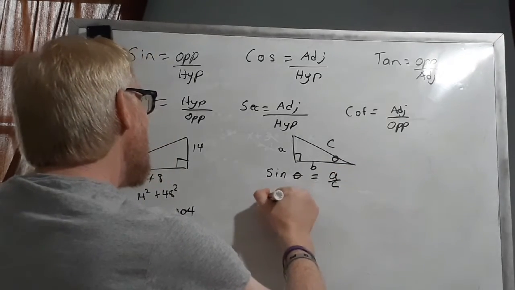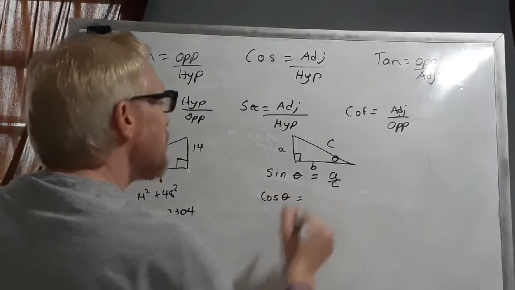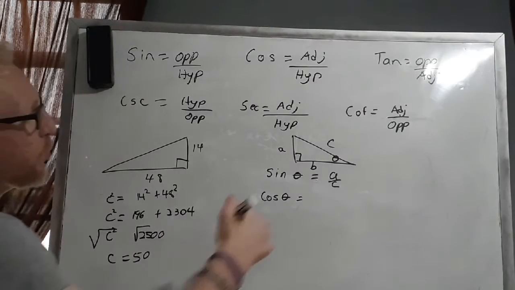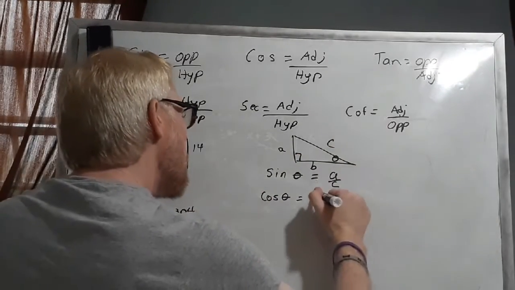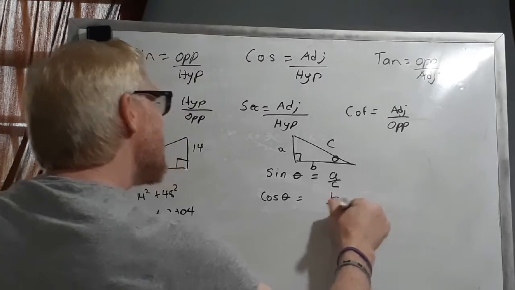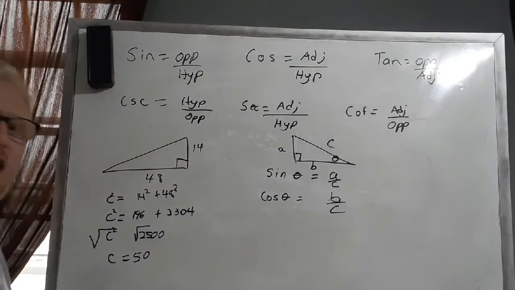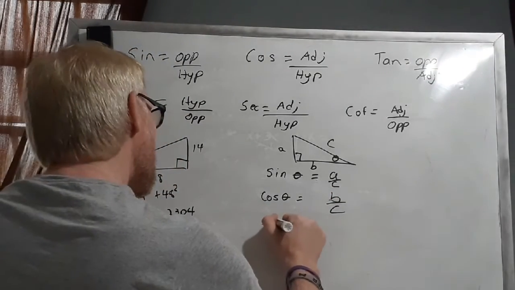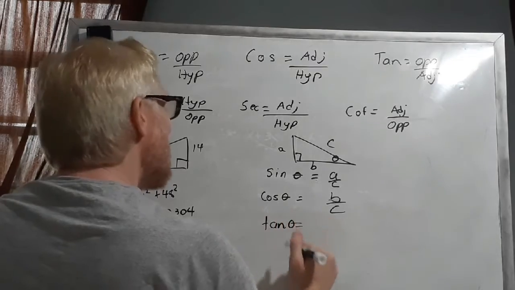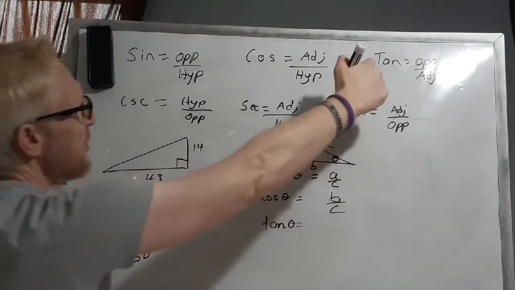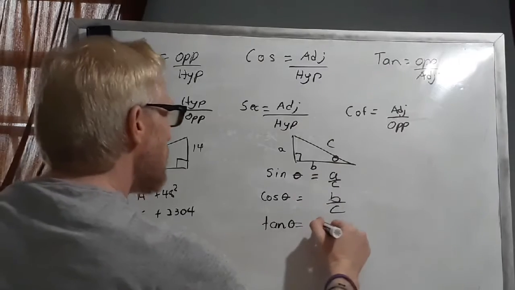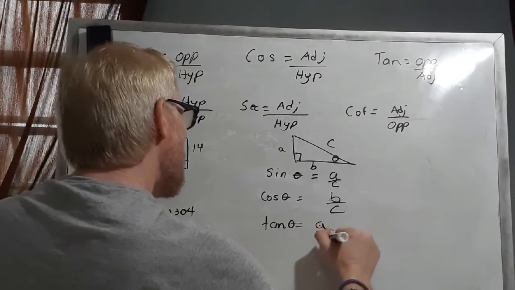If I want to find the cosine of phi, I look for the side that is closest to the angle, which in this case is B. So we say B over C. And if I want to look for the tangent of phi, that would be the farthest side from the angle over the closest, because it's opposite over adjacent. So that would be A over B.